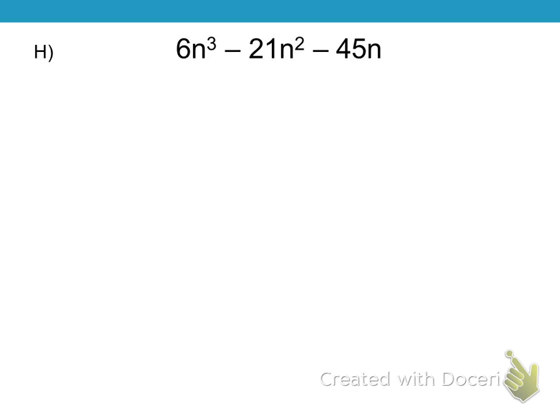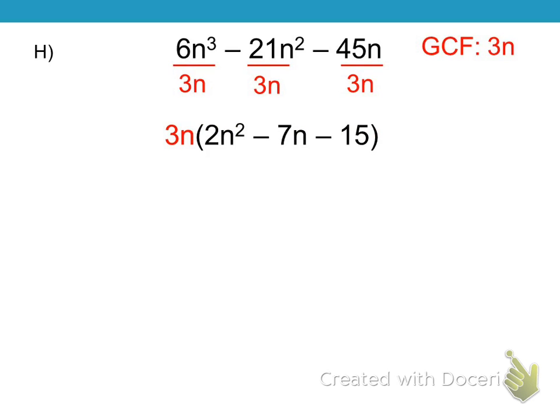Yeah, the GCF is 3N. Very good. Almost done, guys. Hang in there. All right, so we're going to divide everything by 3N. We're going to write a 3N in the front. 6N to the third divided by 3N is 2N squared. 21N squared divided by 3N is 7N. Keep the minus sign. 45N divided by 3N is 15. Keep the minus sign. If we forget our variable, like our n, I will mark it wrong.